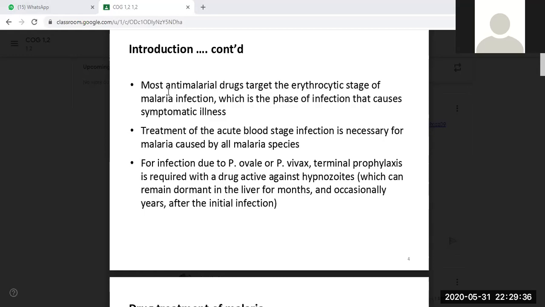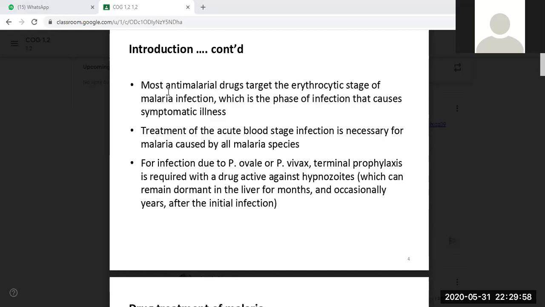Treatment of the acute blood stage infection is necessary for malaria caused by all malaria species. So, as the red blood cells are being ruptured, we know that we are having an effect on the blood levels in the host. So we need to ensure that we are going to cover for the treatment of this as well.